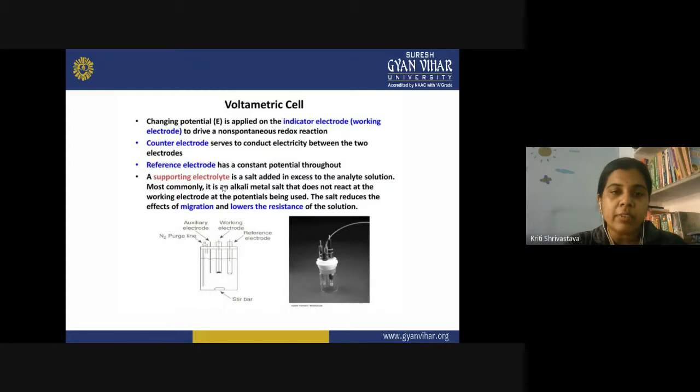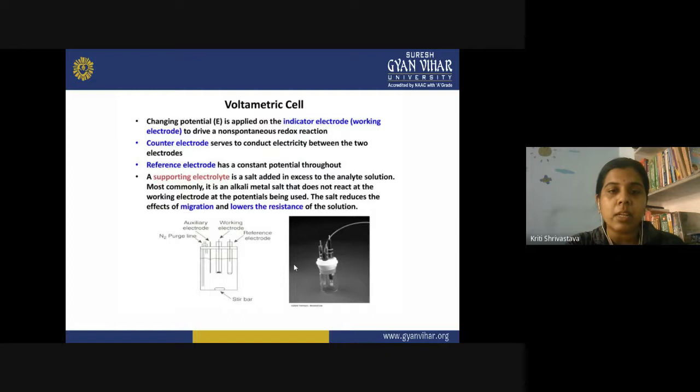So, what is the function of our supporting electrolyte? To reduce the effect of migration of ions, and also to lower the resistance of the solution. How does it lower the resistance? By increasing the conductivity of the solution, because it is providing ions in the solution.